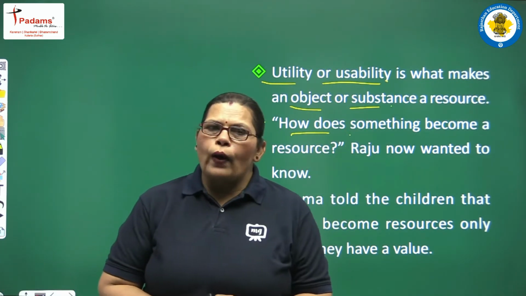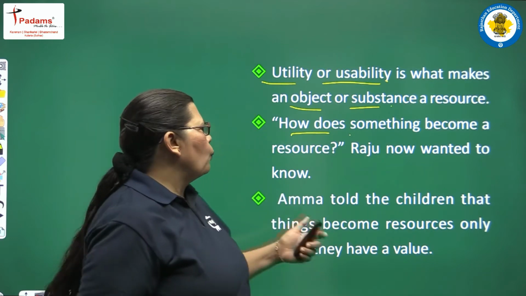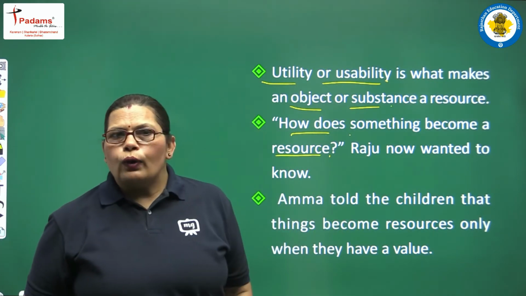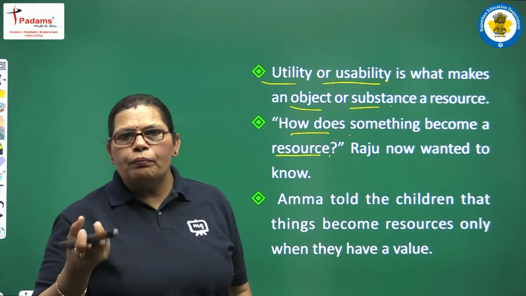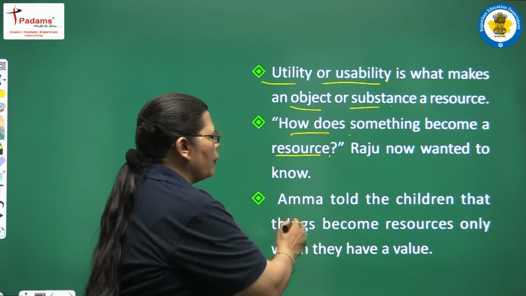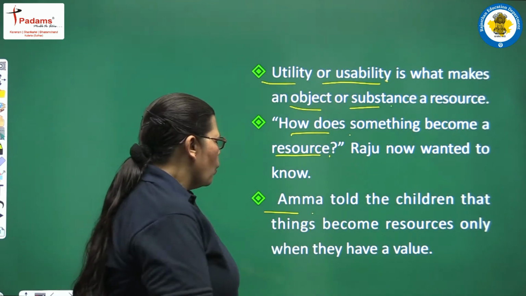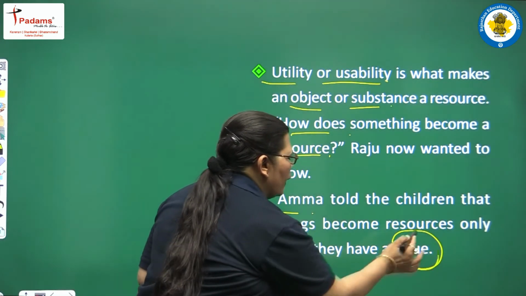Raju had another query and he said, how does something become a resource, and what was the main purpose of all these things? So Amma told the children that things become resources only when they have a value.